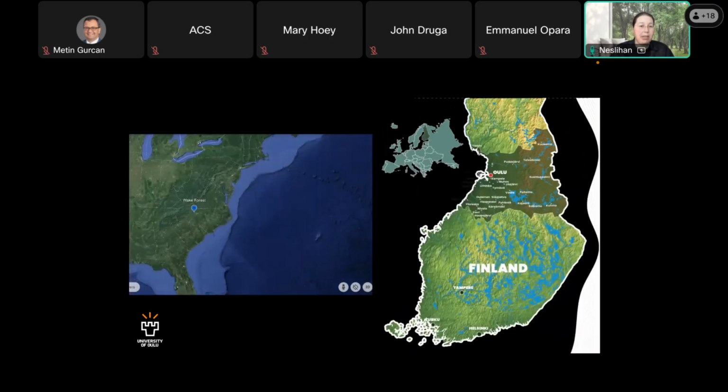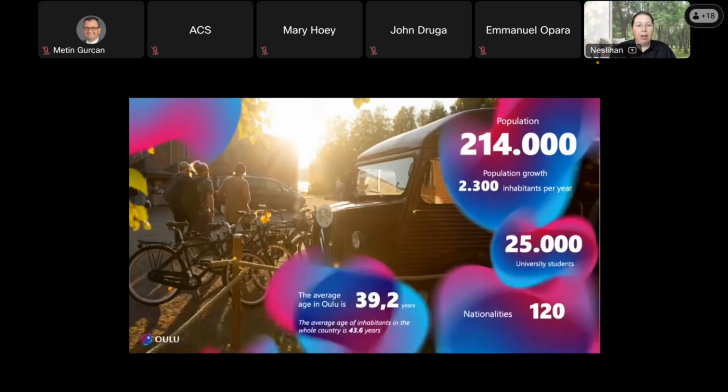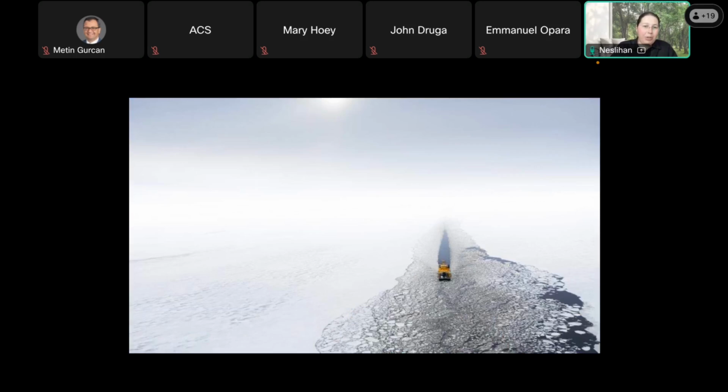Oulu is the oldest city in northern Finland. It's located on the northwestern coast at around 65 degrees latitude. Oulu has a population of about 200,000, so it's a relatively small city. The average age is younger than the national average. It's a university city with around 25,000 students, and therefore a growing international community, but still 95% of the population is Finnish. For much of the year, we have snow and sub-zero temperatures.